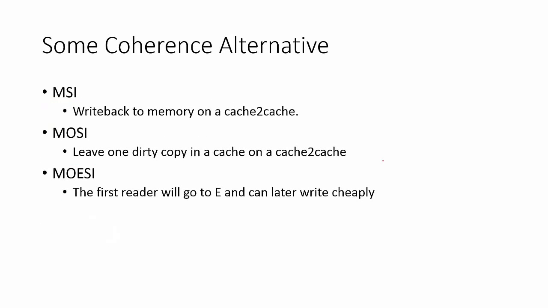Some common coherence alternatives are MSI, a three-state protocol, MOSI, which is the protocol you have seen earlier on, MOESI, and also some processors implement MESI, which is the same thing as MSI, but with this exclusive state included.